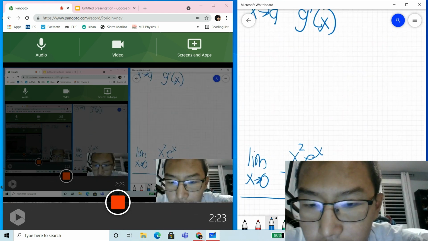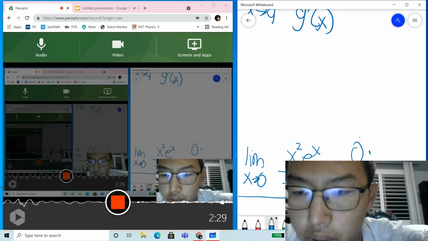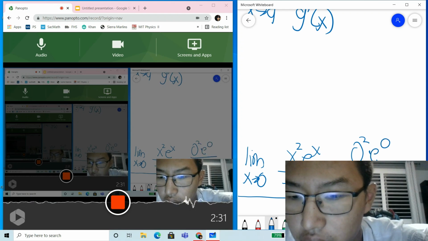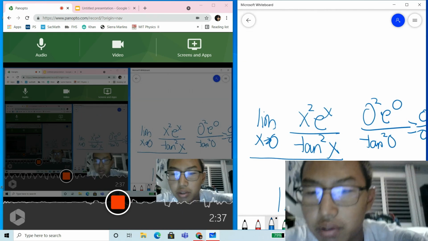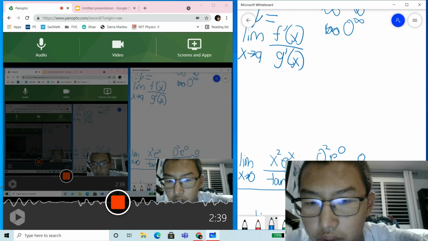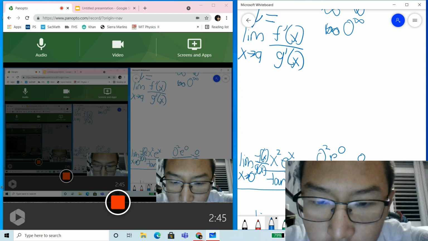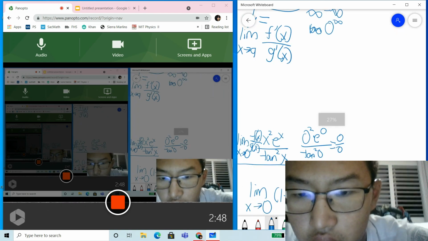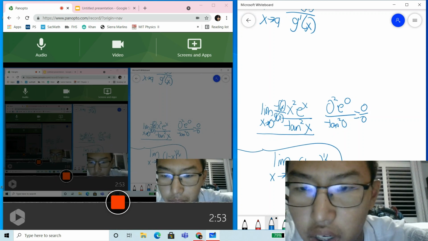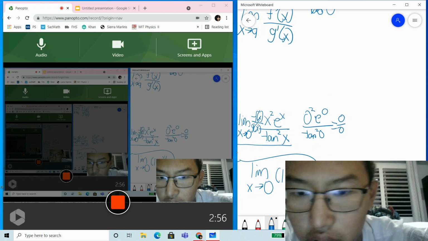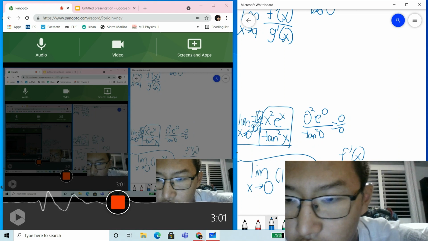So let's try this example. It's pretty hard, but let's always evaluate first. So we're going to get 0, because 0 squared times e to the 0 over tan squared 0. So this is just a 0 over 0. And this means we're going to have to apply L'Hopital's rule. So we have f of x on the top and g of x on the bottom. So let's try this. Don't worry about the problem I'm boxing in. Just worry about this.